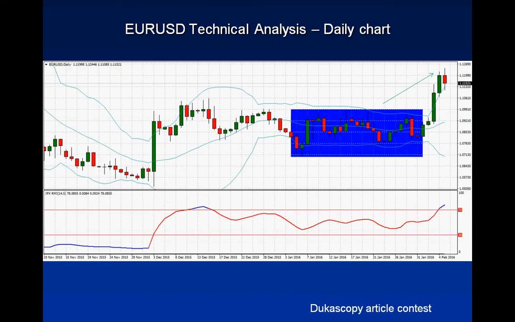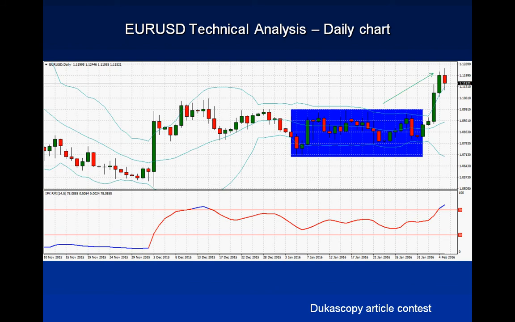On the other side, we have euro dollar. On a daily chart, we can see that price for euro dollar is above the January opening range. So this year can be good for euro dollar, and the start can be very interesting. Because of that, I will try to watch this currency pair.